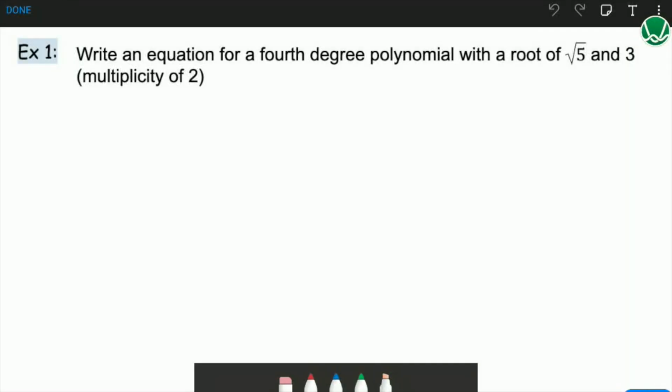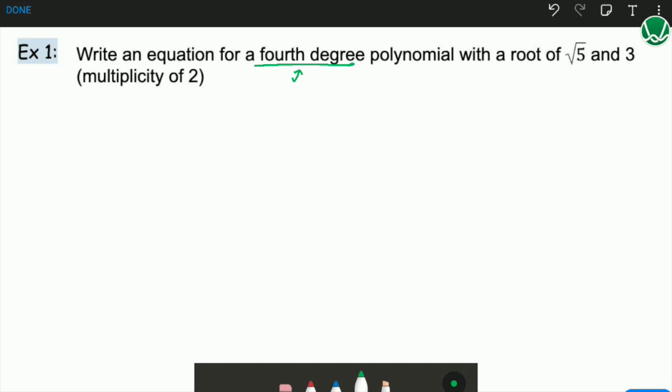Okay, in this example, we're supposed to write the equation for a fourth degree polynomial with a root of the square root of 5 and a root of 3, and specifically the root of 3 has a multiplicity of 2. So, first of all, we need to figure out all the roots for our fourth degree polynomial. It being a fourth degree means that we'll have 4 roots, counting multiplicity, and counting complex roots.